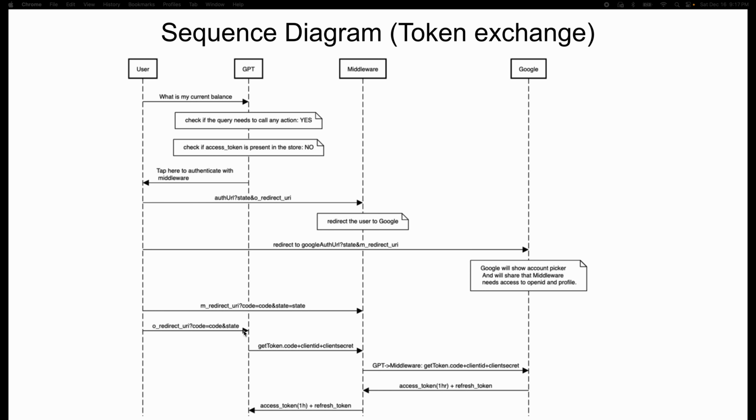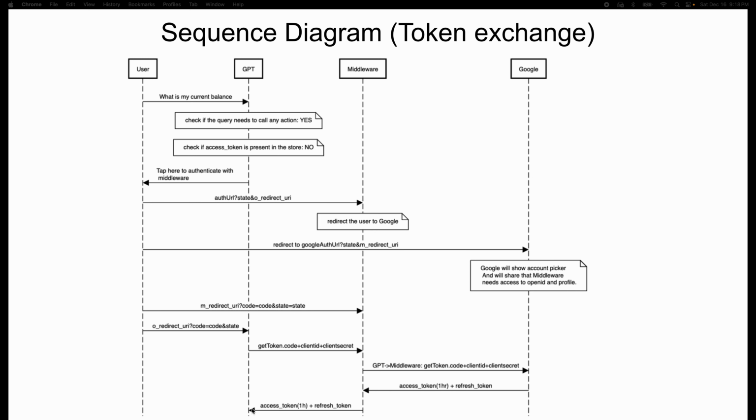The GPT will see that it got this code, and then it will ask our middleware to say, okay, now get me the token from this OAuth code, and it will also pass me the client ID and client secret. The middleware will again pass on these requests to Google, and Google will then generate an access token and refresh token in exchange for this code. The access token and refresh token will then be forwarded to GPT.